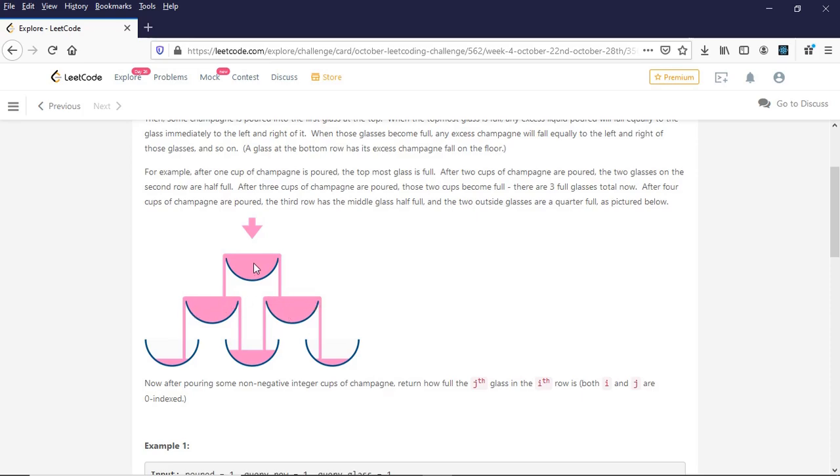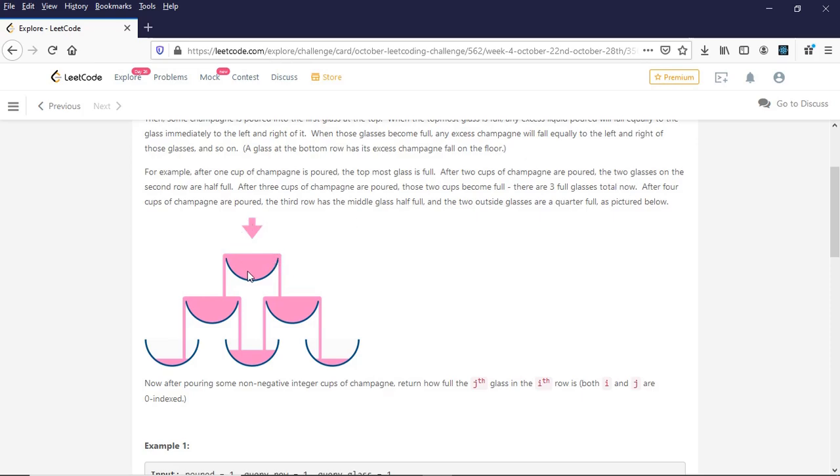Now when you pour the third glass, this will again be distributed equally. So this will again be half full for both. Earlier it was already half full. Now half of the glass will be added to this, so this will be full. So on the third glass, all three will be full. So that's what is given here: after 3 cups of champagne are poured, the below 2 glasses will be full. So in total there are 3 full glasses now.